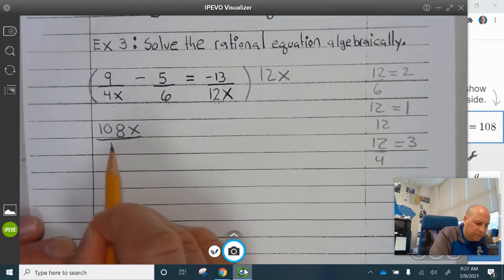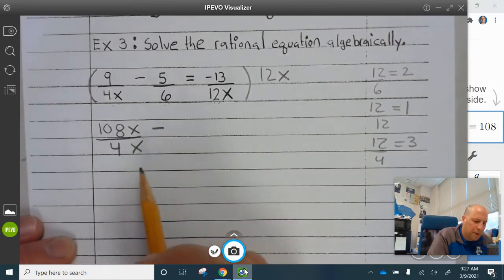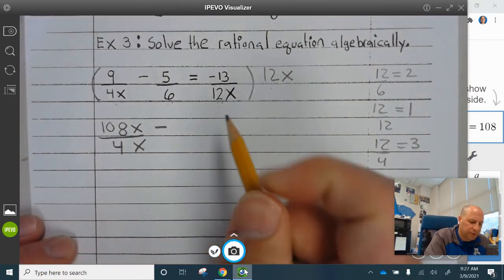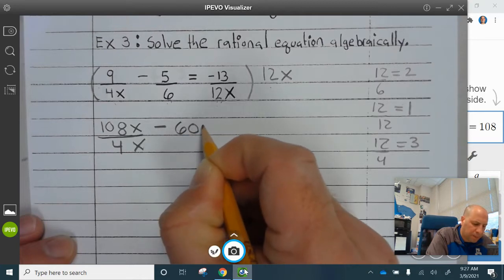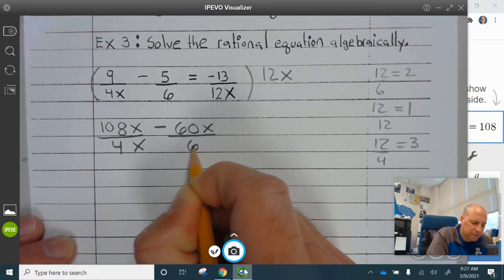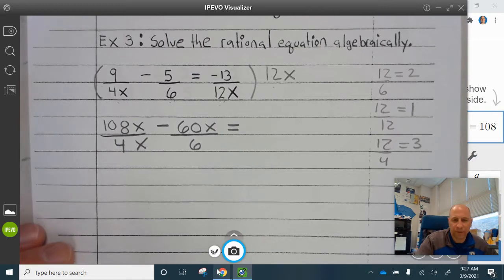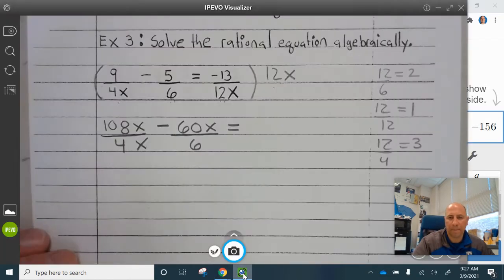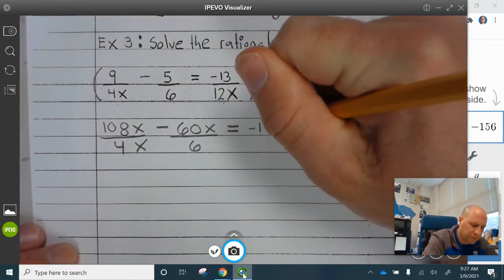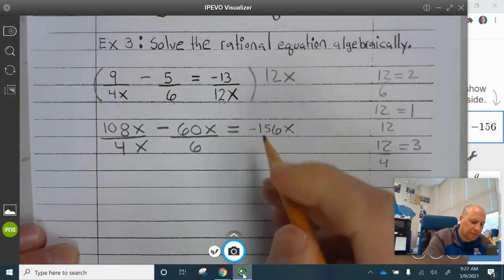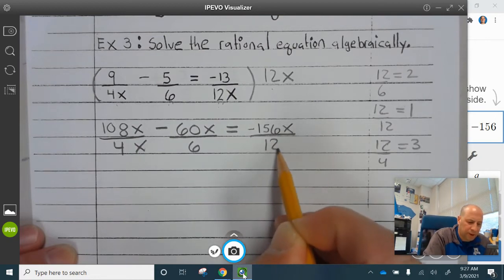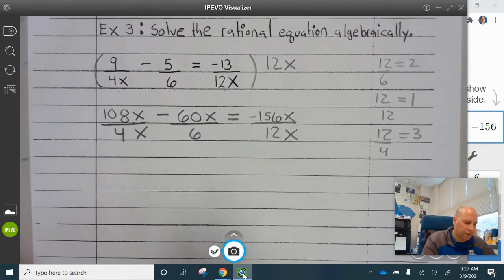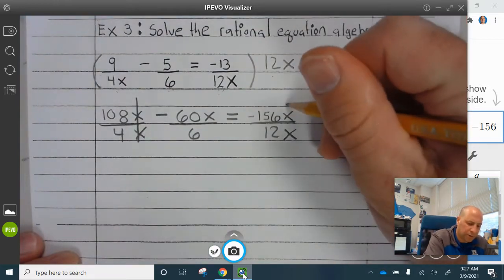divided by 4x minus 12 times 5 is 60x divided by 6 equals, and then 12 times negative 13 is negative 156. So negative 156x divided by 12x. Now first off, x divided by x is 1. x divided by x is 1.